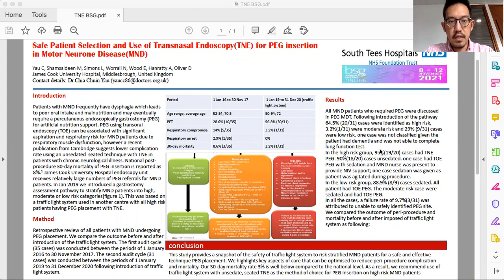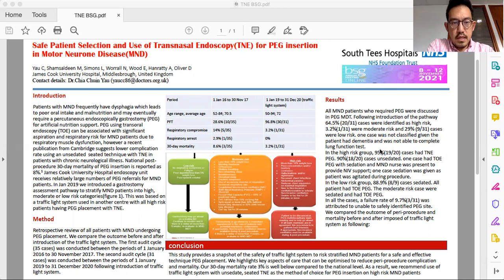In January 2019, we introduced a gastrostomy assessment pathway to stratify MND patients into high, moderate, or low risk categories, as you can see on the figure. This was based on a traffic light system used in another center, with all high-risk patients having PEG placement with TNE.